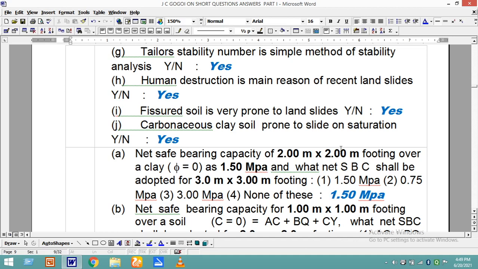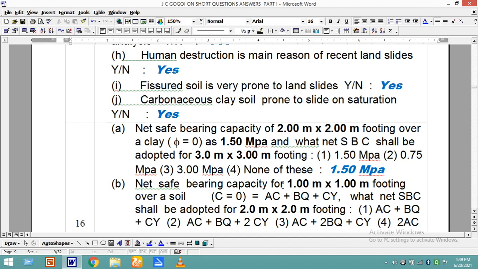But remember another thing, it is a net safe bearing capacity. There are two types of safe bearing capacity: one is net safe bearing capacity, another is gross safe bearing capacity. If it is gross safe bearing capacity, the overburden pressure shall be included.